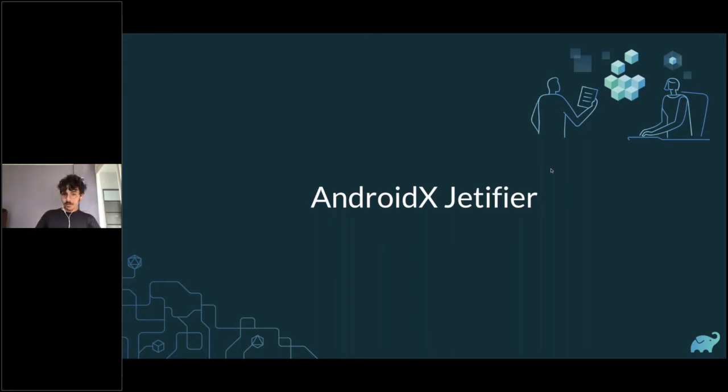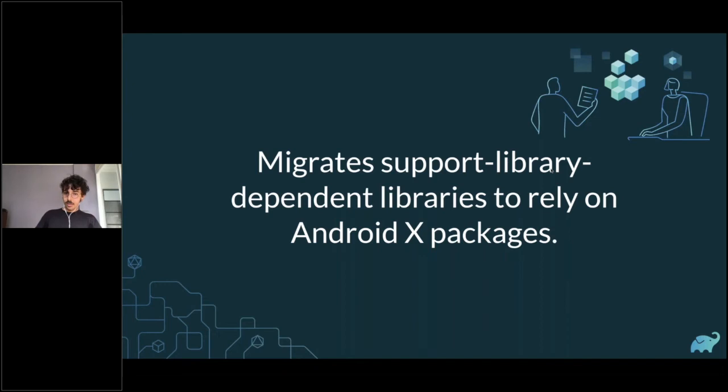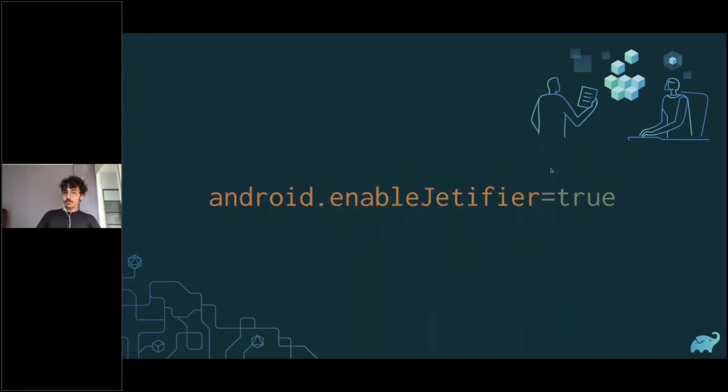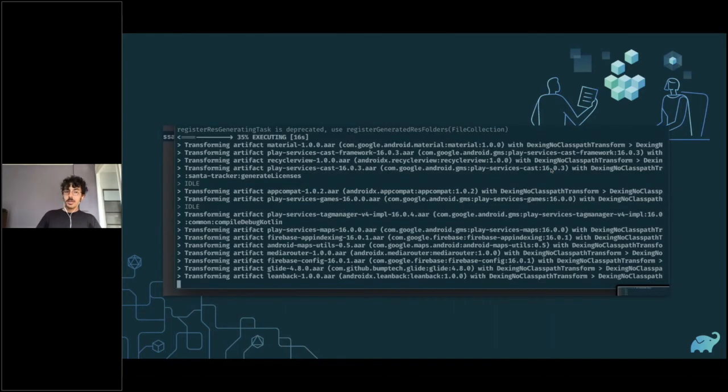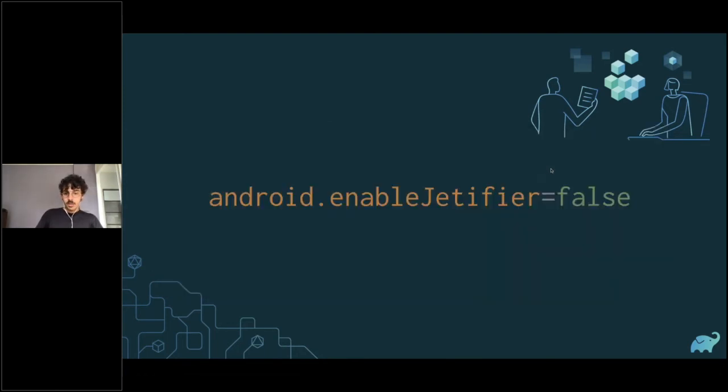The first one is Jetifier. It migrates support library dependent libraries to rely on AndroidX packages. What that means is it runs a transform. If you have this flag in your gradle.properties, you're running a transform on every single dependency. So if you see this in your build, it doesn't appear in build scans, but if you upgrade your Gradle version, if you upgrade your Android Gradle version, you update your build source, you're going to run all these transforms again. So if you don't need it, I recommend disabling it, of course, but it's a little bit trickier than that. Lots of projects out there.